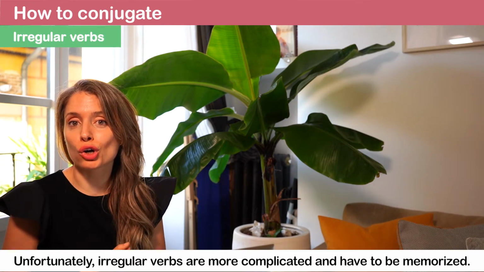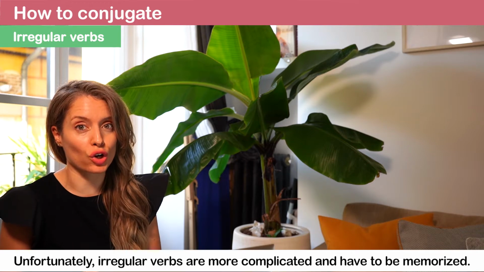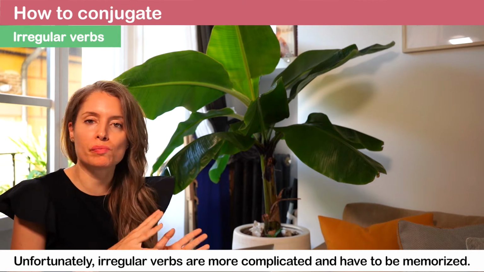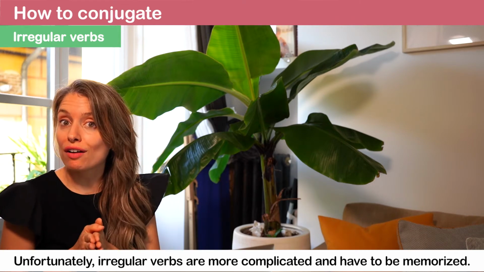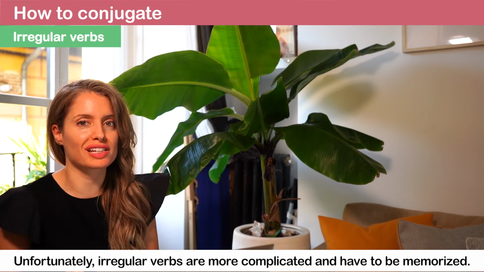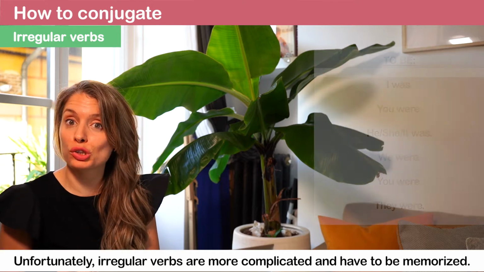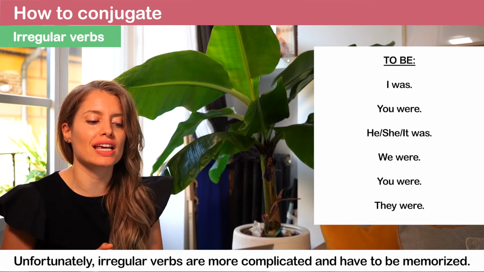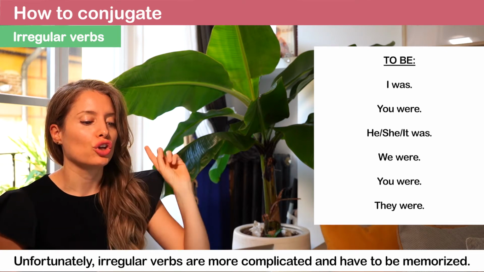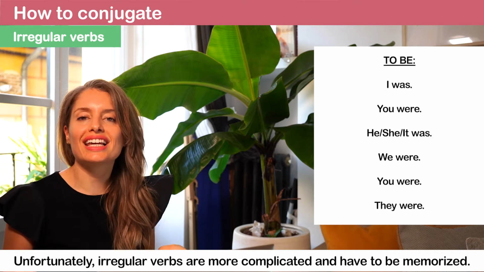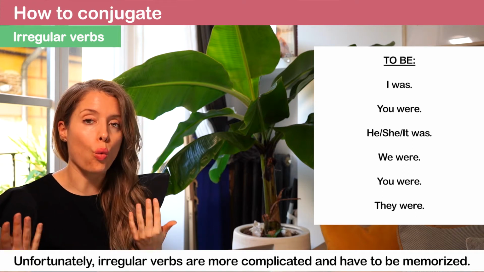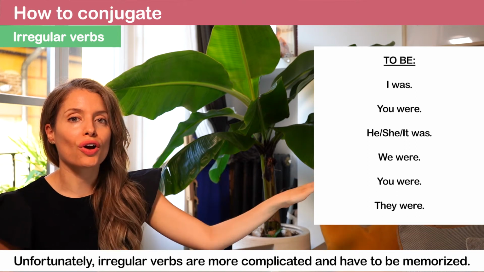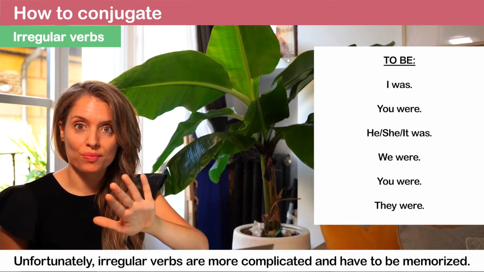Unfortunately, irregular verbs are more complicated than regular verbs and just have to be memorized because their form is completely different. I have 3 common irregular verbs here. Why don't we start with the verb to be? So we would conjugate the verb to be in the past by saying I was, you were, he, she, it was, we were, you were, they were.